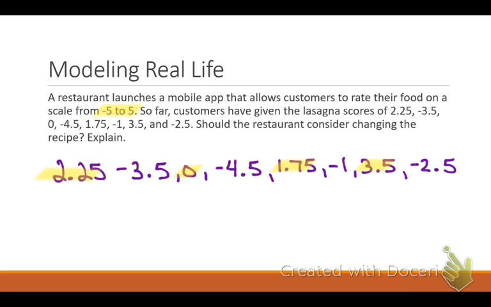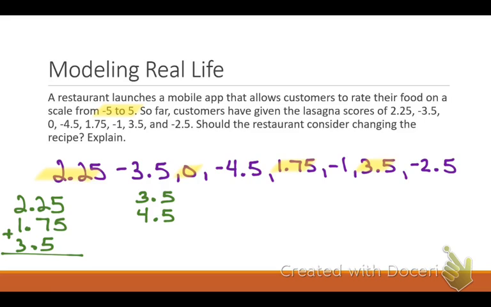All right, so I go 2.25, 0. Do I need to put the 0 in there? 1.75 and 3.5. Okay, so there's all my positives. I add those together, and then I take all my negatives. 3.5, 4.5, -1, 1.0, and 2.5. And remember, with negatives, I add and keep my negative at the bottom, okay? So let's add and keep both sets now.